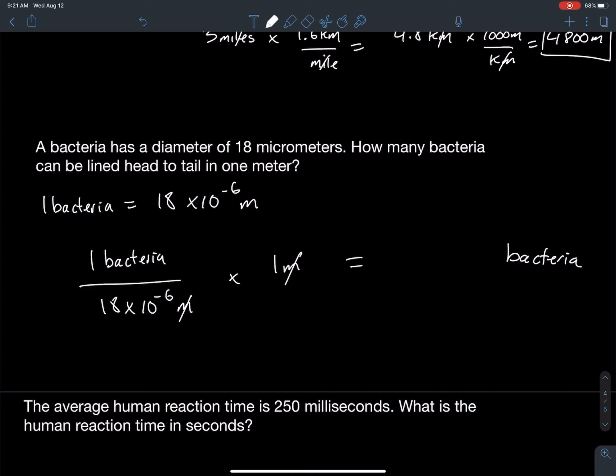Now, what does this mean when I'm taking 1 divided by 18 times 10 to the minus 6 times 1? I just have to do the inverse of that number. So this formula is telling me to take the number 1 and divide it by 18 times 10 to the minus 6. Let me quickly do that on my calculator.